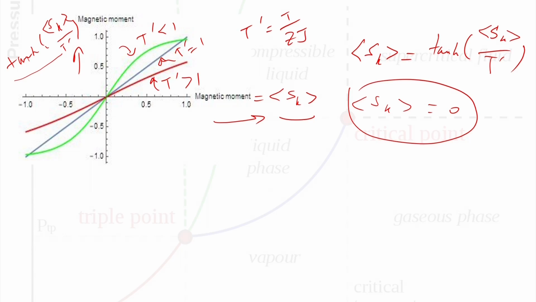When temperature is less than Z times J, you can see something interesting happening. The curve, which is the tan hyperbolic of average of S divided by T dash versus average of S, is going to touch the straight line at two interesting non-trivial points which correspond to spontaneous magnetization. In other words, this is the value of the spontaneous magnetization that the system has. So at any temperature less than Zj, there is a spontaneous magnetization. That is an interesting prediction.